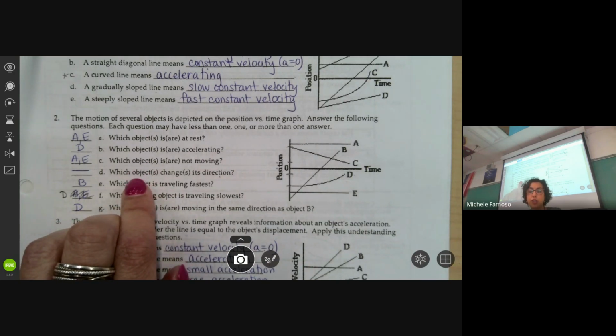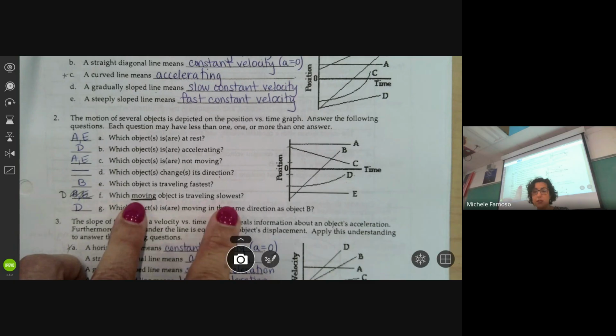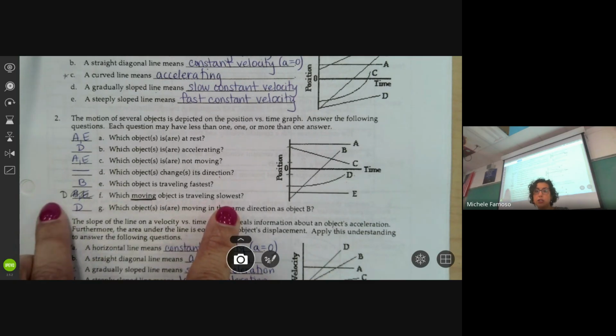D, which objects are changing direction? None of them. They're all moving in one direction. Letter E, which object is going the fastest? That is letter B, and that's because that is the steepest graph that's there. Letter F, which moving object is going the slowest? That's letter D. D is the most gradual slope there is.